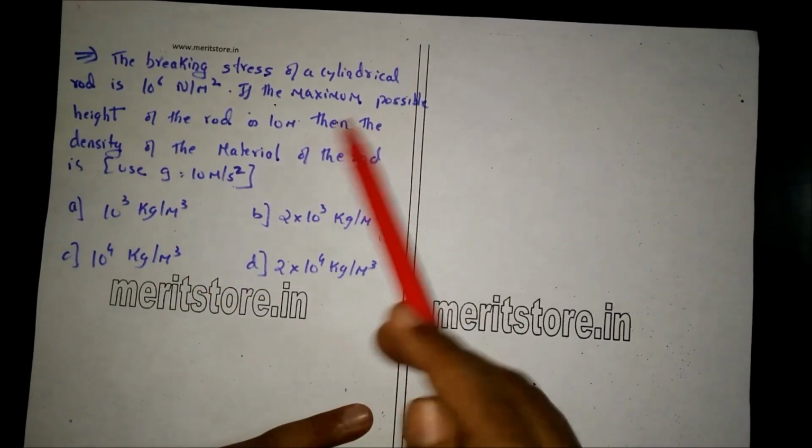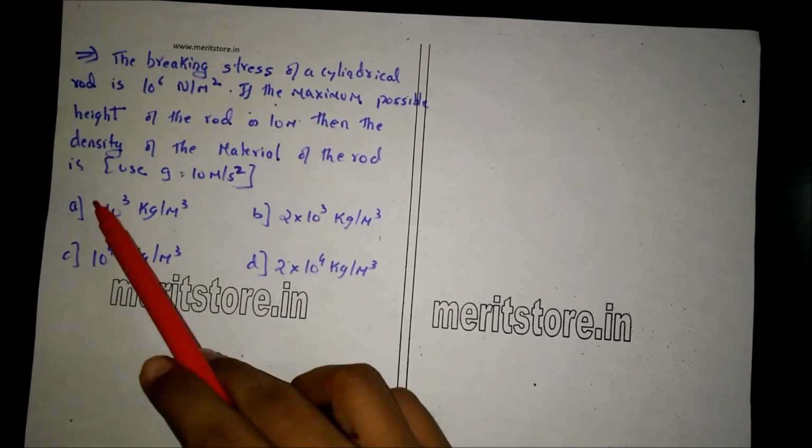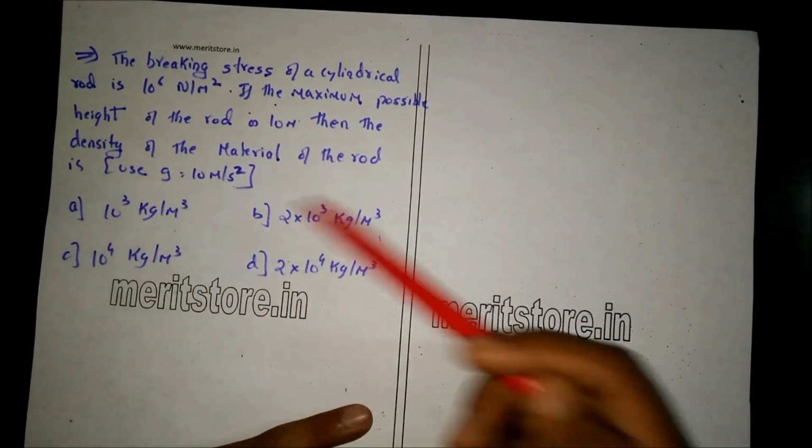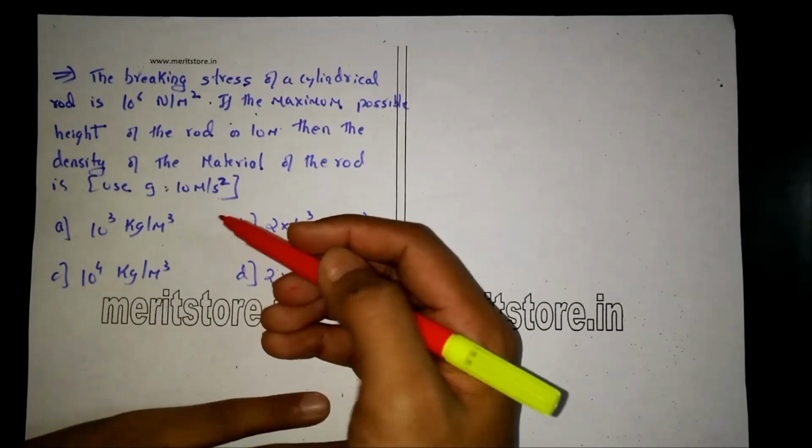If the maximum possible height of the rod is 10 meters, then the density of the material of the rod is, here are the options. Now here g is given as 10 meters per second square.